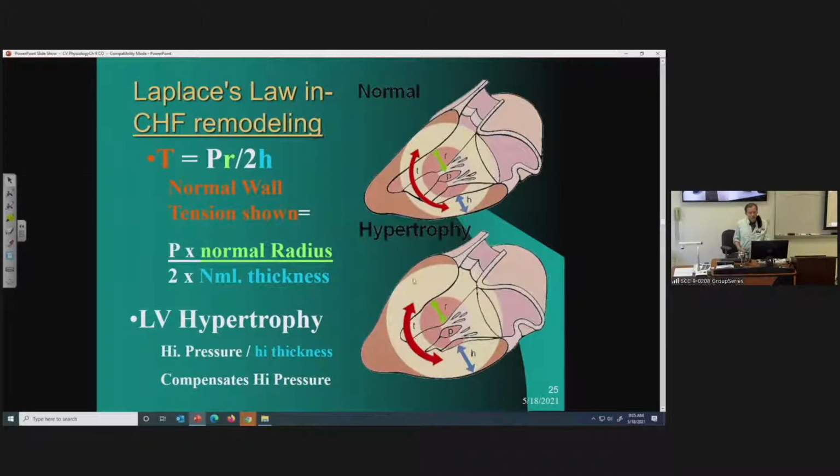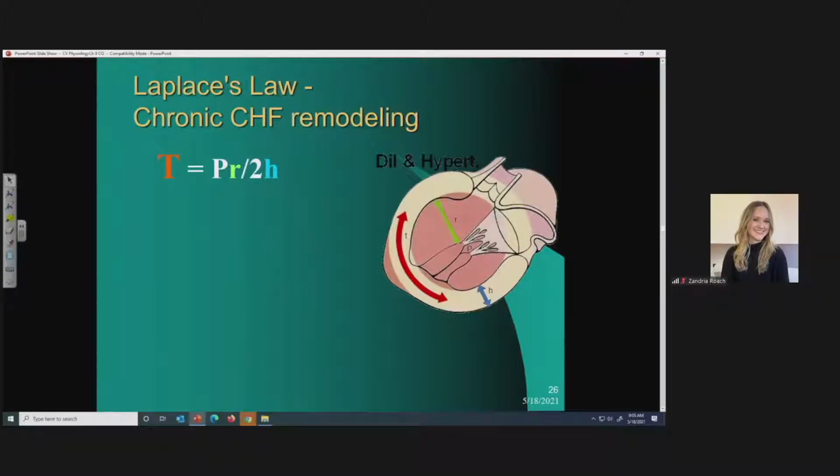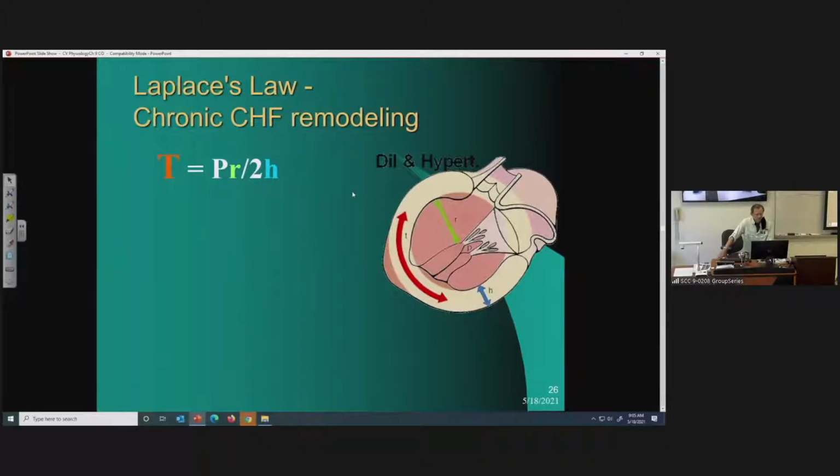But for hearts, if you keep giving them a load of pressure, at some point they can't keep compensating, and then they begin to dilate. And that's when they begin to fail. Okay. That's what I meant to say. That was my message.